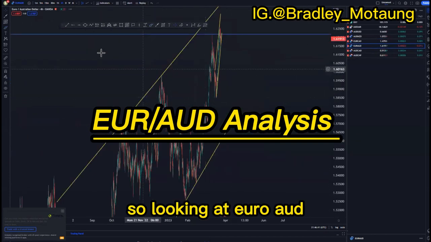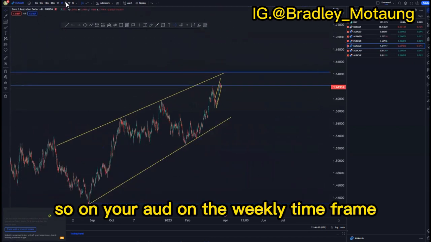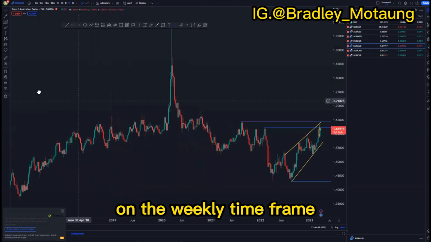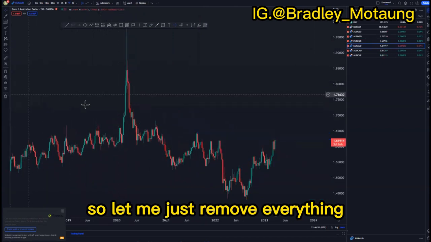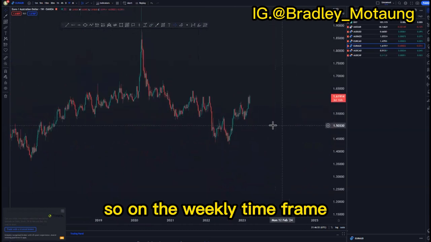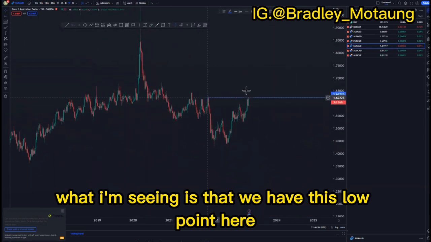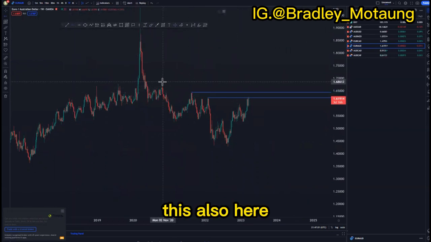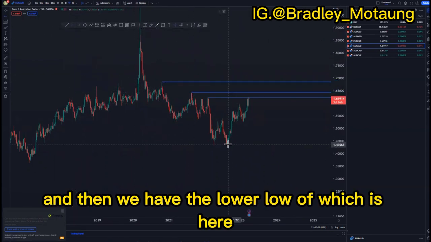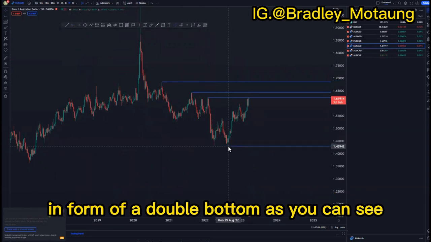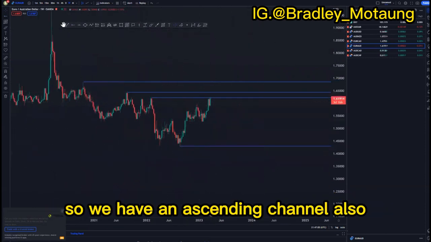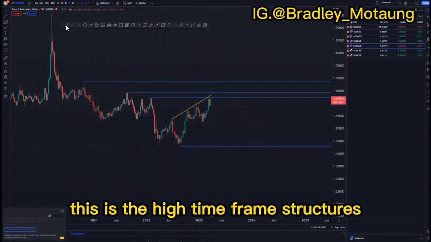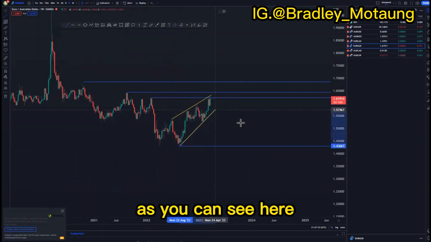So looking at Euro AUD on the weekly time frame, let me just remove everything. On the weekly time frame, what I'm seeing is that we have this low point here, then we have this also here, and then we have the lower low, of which is here in form of a double bottom, as you can see. So we have an ascending channel also, of which it should be catered for. This is the higher time frame structures, as you can see here.